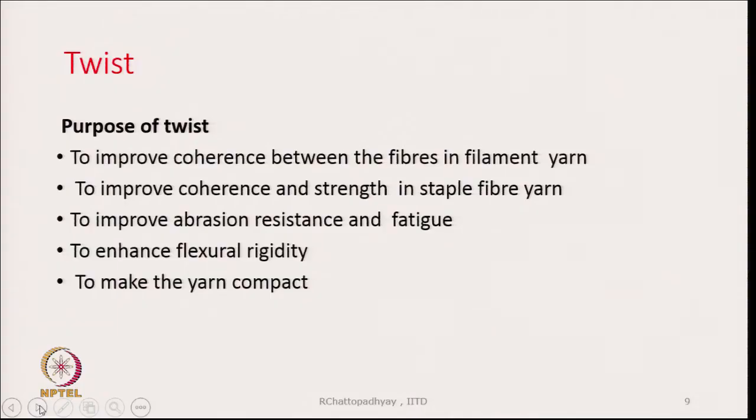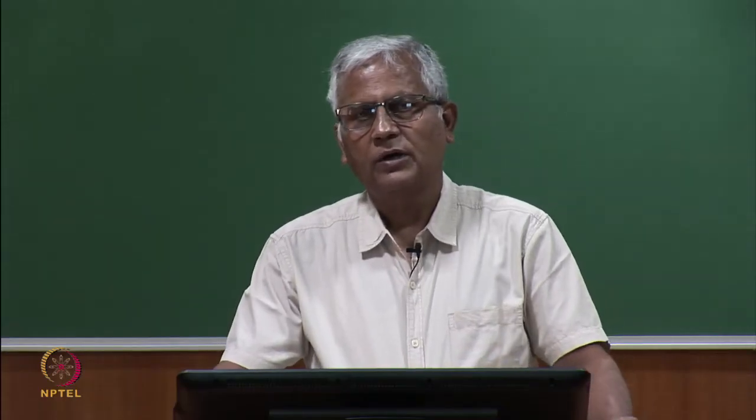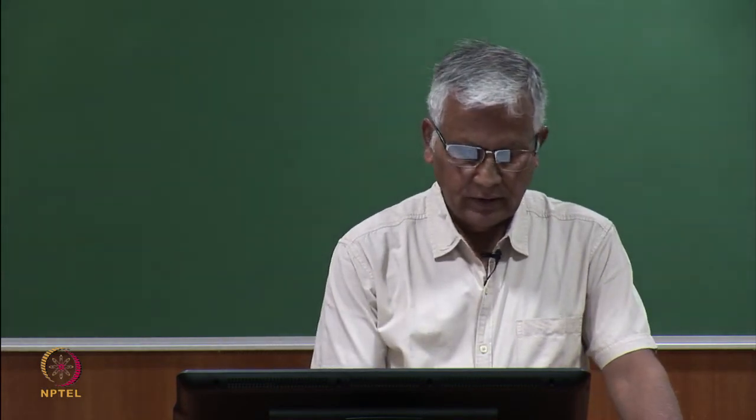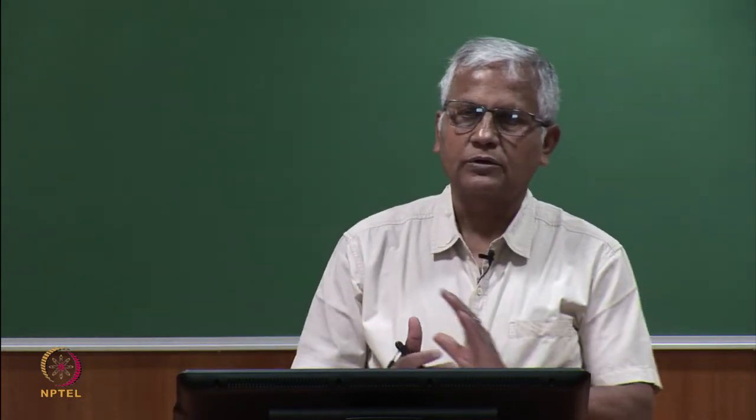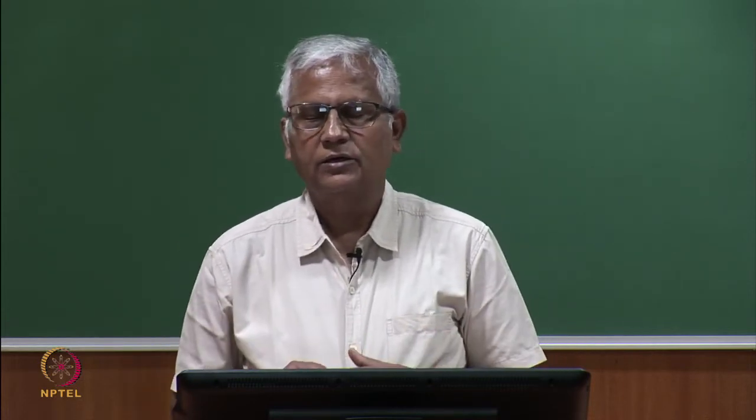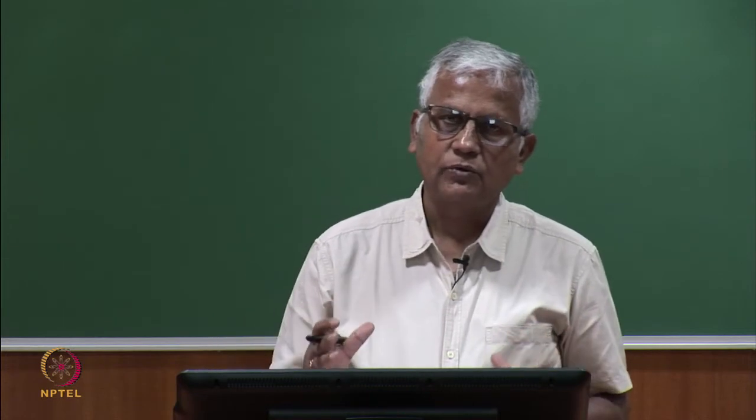To make the yarn compact. So, if we want a compact yarn, we have to have a reasonable amount of twist. So, you see so many properties are actually influenced by twist. Hence, we say that twist is something which is very important, and it can completely change the character of the yarn, and therefore, can change the character of the fabric also.